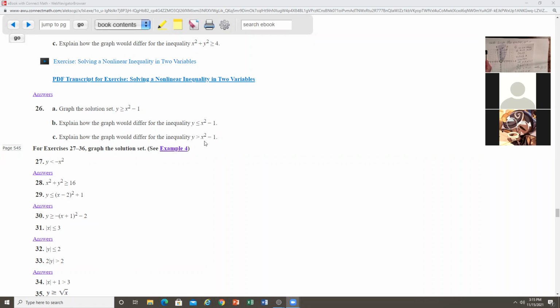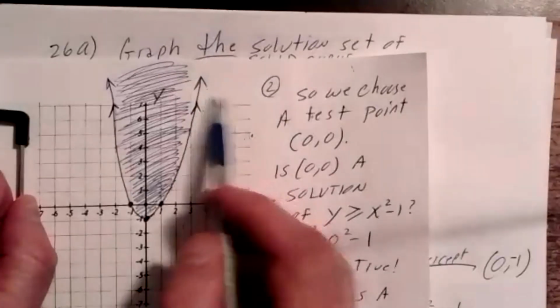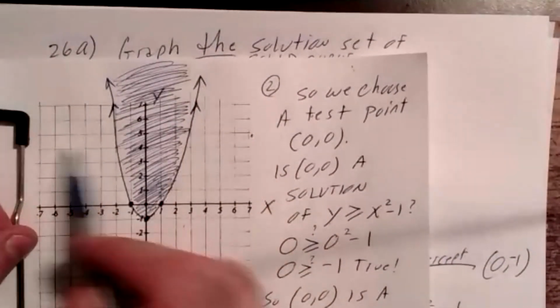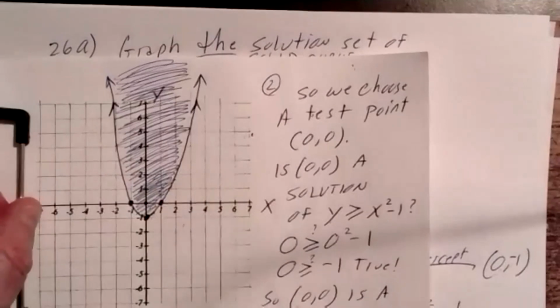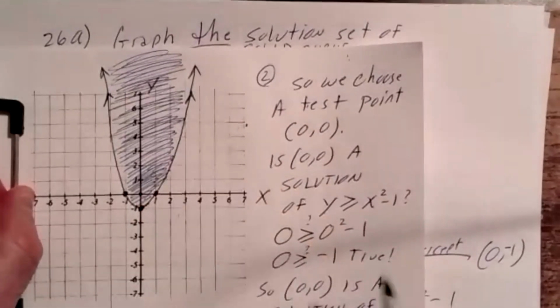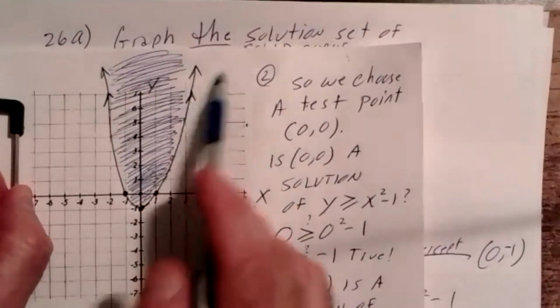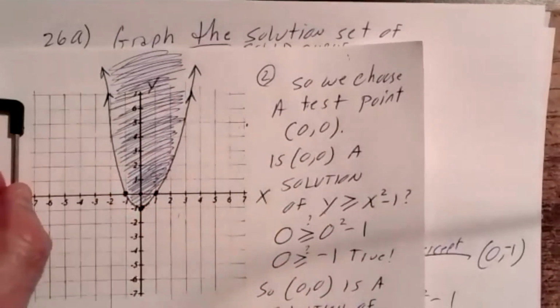That's right. If I had the inequality y is less than or equal to x squared minus 1, instead of what we graphed, y greater than or equal to x squared minus 1, then we would be shading what? Outside the parabolic branches. Do you agree? That would be the solution set of y being less than or equal to x squared minus 1. We would shade outside.